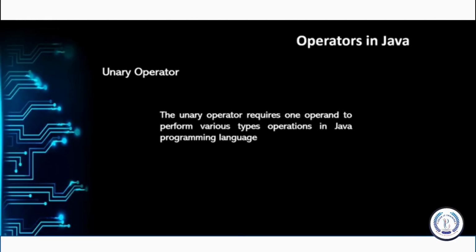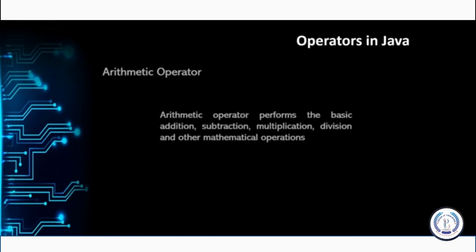Now, followed by this, let us move ahead and understand the arithmetic operator. Java arithmetic operators are used to perform addition, subtraction, multiplication, and division. They act as basic mathematic operations. Now, let us see a basic example for arithmetic operators.